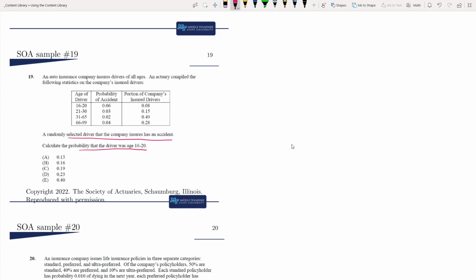So you can see that this is a partition of sample space. All the drivers you can always divide into one of these age groups. Okay. So 16 to 20, and there's not going to be any intersection.